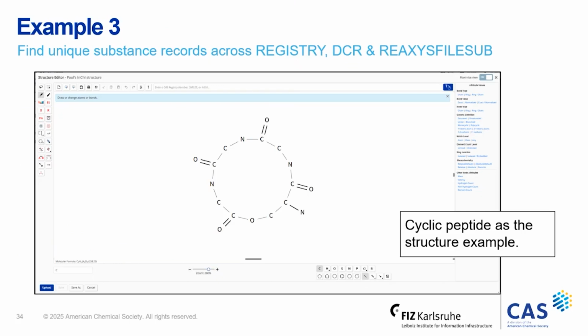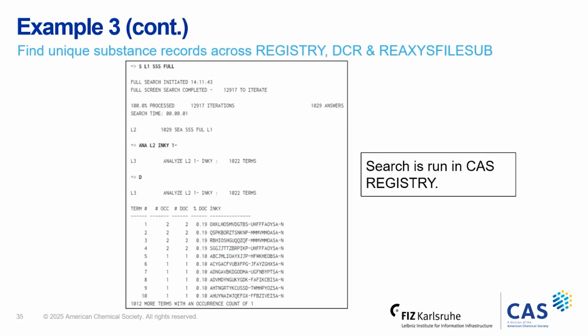In this example, I'm going to use this cyclic peptide as my structure example. And once I've drawn my structure, I'm going to do a full substructure search. That means that it's going to have that core structure, but it could basically have anything appended to it. There were no blocked sites in this particular structure.